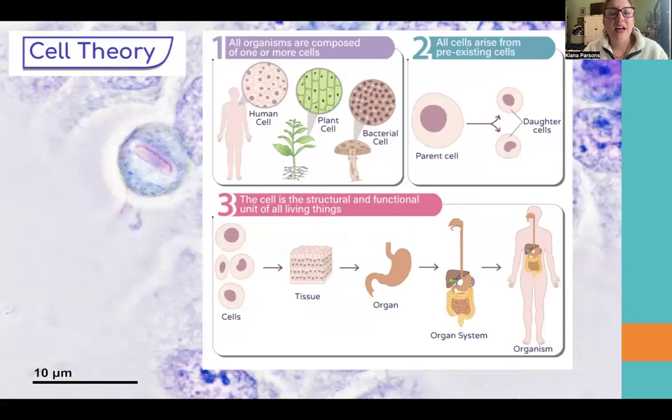So, cell theory says that all organisms are composed of one or more cells. All cells arise from pre existing cells, and the cell is the structural and functional unit of all living things. And we can see the cells that make up tissues, that make up organs, that make up the organ systems, that make up the organism. The cell is the structural functional unit. All of these components are made up of cells themselves, but the cells organize into tissues and organs, organ systems, and organisms.